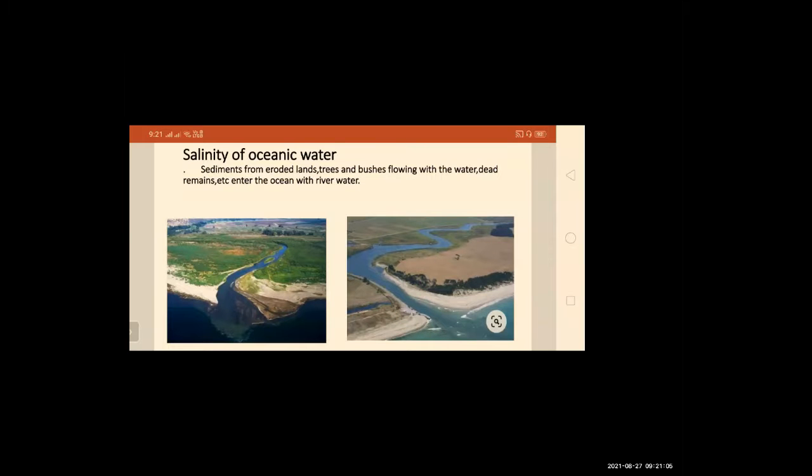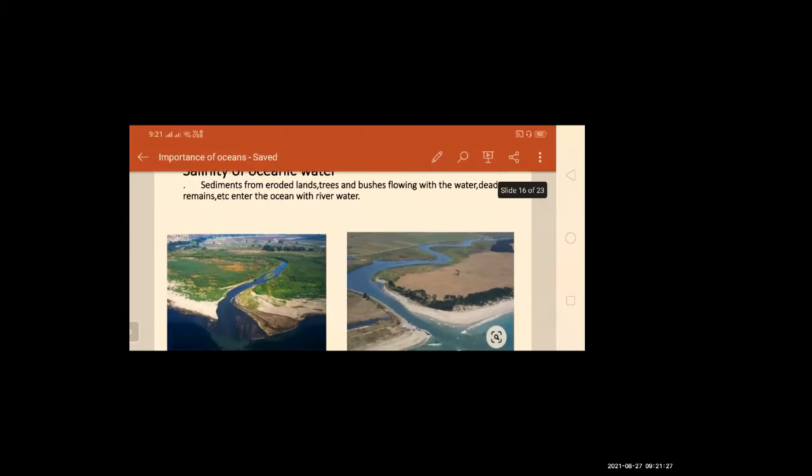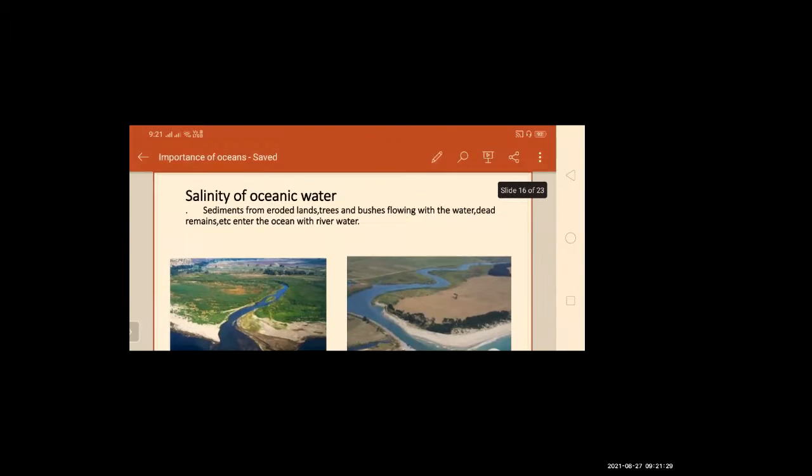There are different reasons behind it. What makes the ocean water salty? See, we know that all the rivers which are present on the earth, ultimately they meet to the ocean. Means they go to the ocean at the end. Here in this picture, you can see the rivers are flowing in the ocean.